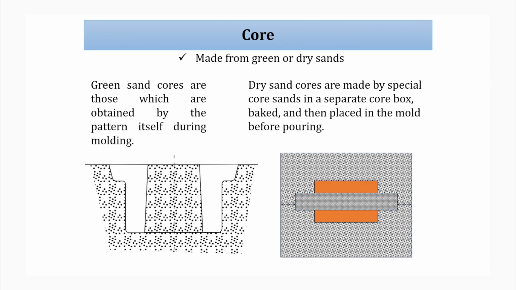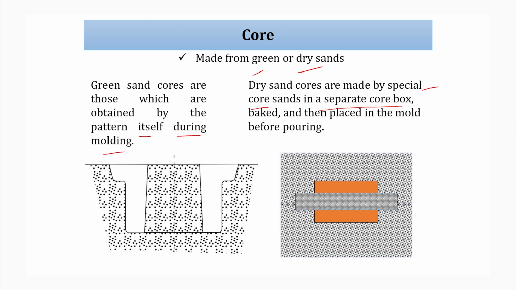Core is made of green or dry sands. Dry sand molding, green sand molding, as we have discussed in previous lectures, a similar method you use for the core also. Green sand cores are those which are obtained by the pattern itself during the molding, with the molding preparation. Dry sand cores are made by a special core sand in a separate core box, baked and then placed in the mold before the pouring.